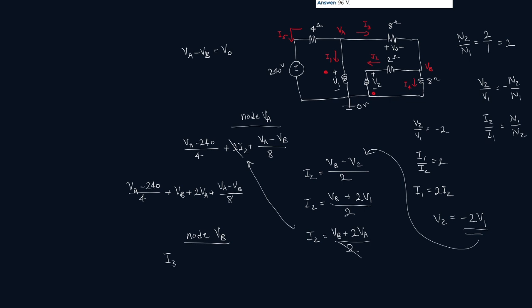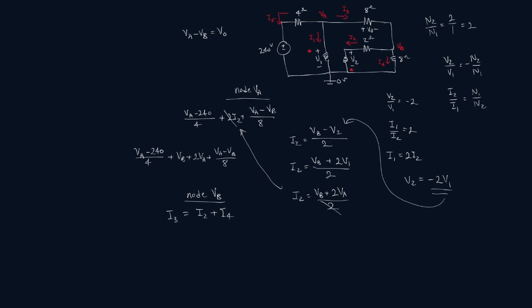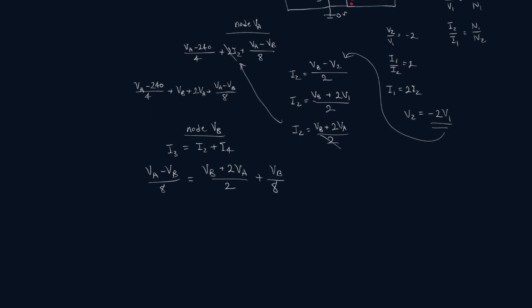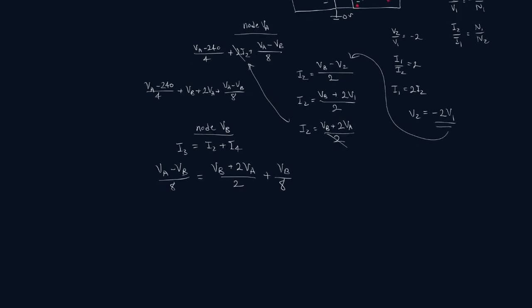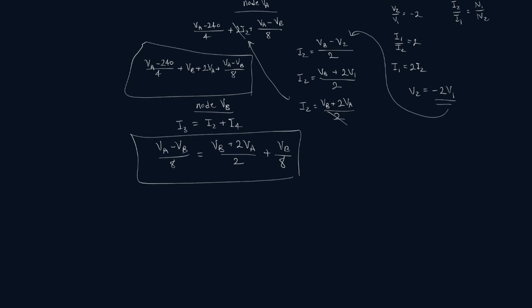So I3 is entering, and this will be equal to I2 plus I4. So I3 is VA minus VB all over 8, is equal to VB plus 2VA all over 2, plus VB minus 0 all over 8. There we go. Okay, so simplify this, collect like terms.